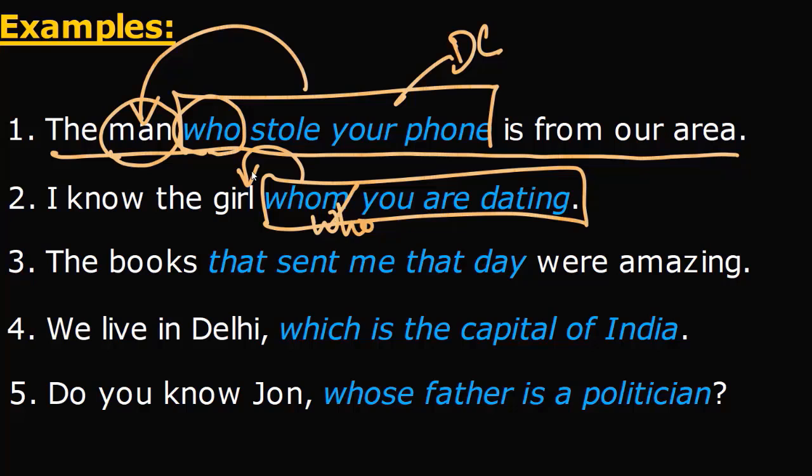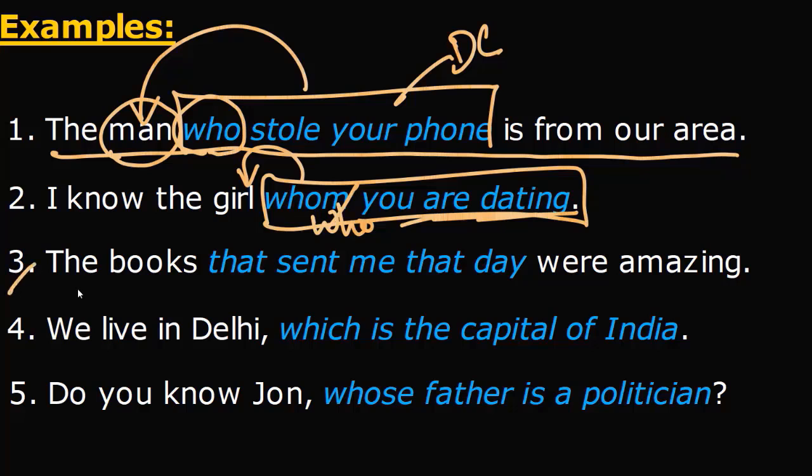But in modern English, it's not that used. We generally use who, right? So we'll say who. I know the girl who you are dating, right? Which girl? Who you are dating. So this clause is referring to that girl, right? Giving essential information about the noun girl.